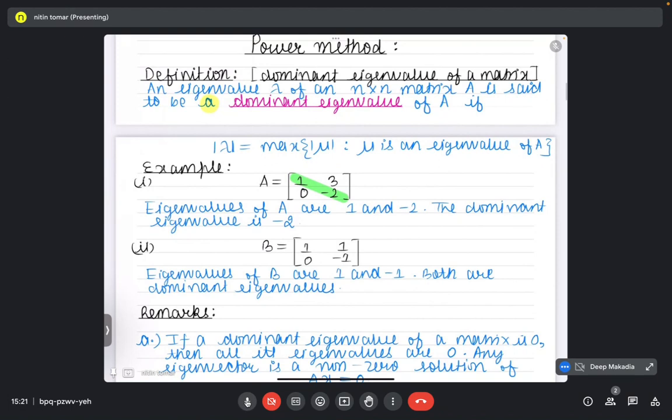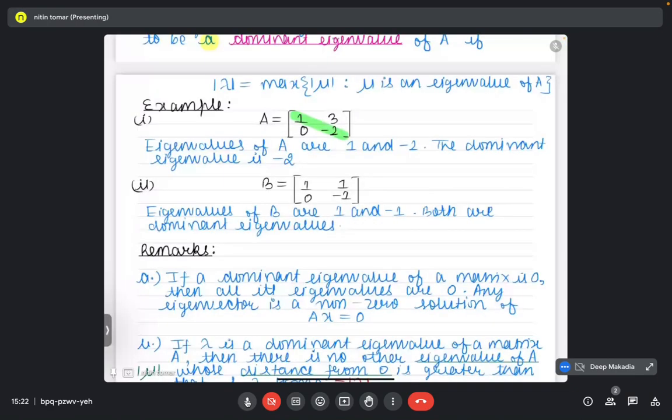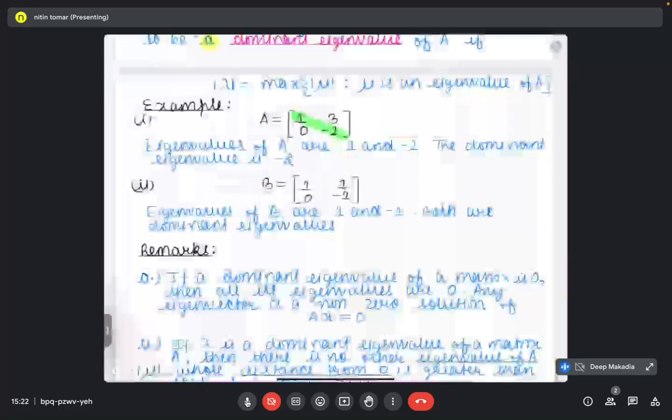Okay. So for example, if I give you, let's say, the matrix with rows 1, minus 2 and 3, 1, 3, 0, let's say. So we know the eigenvalues will be the diagonal entries. So the eigenvalues of A are 1 and minus 2, and the dominant eigenvalue is minus 2, right? So this is the first example.